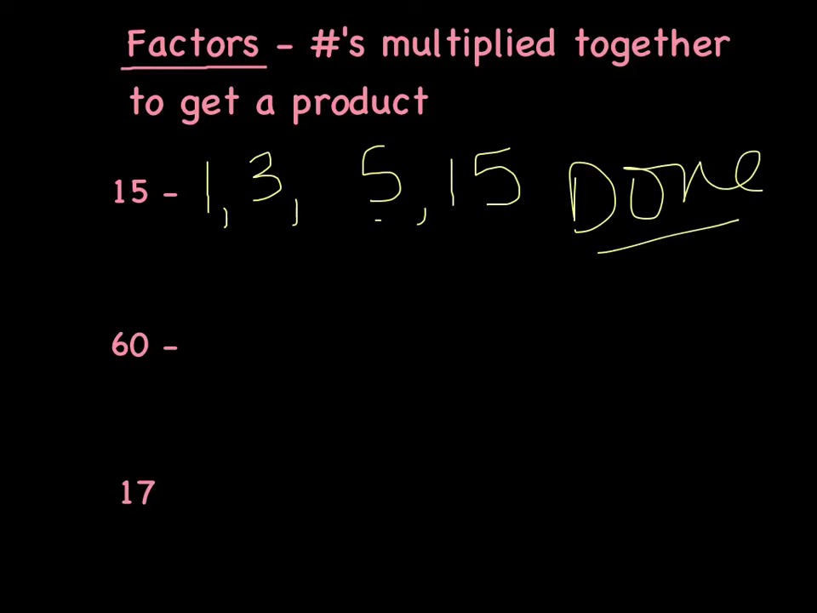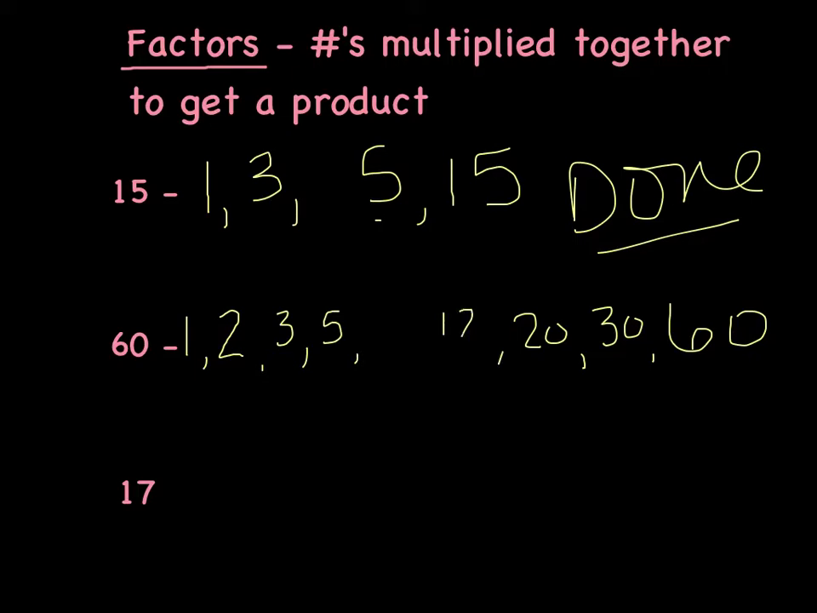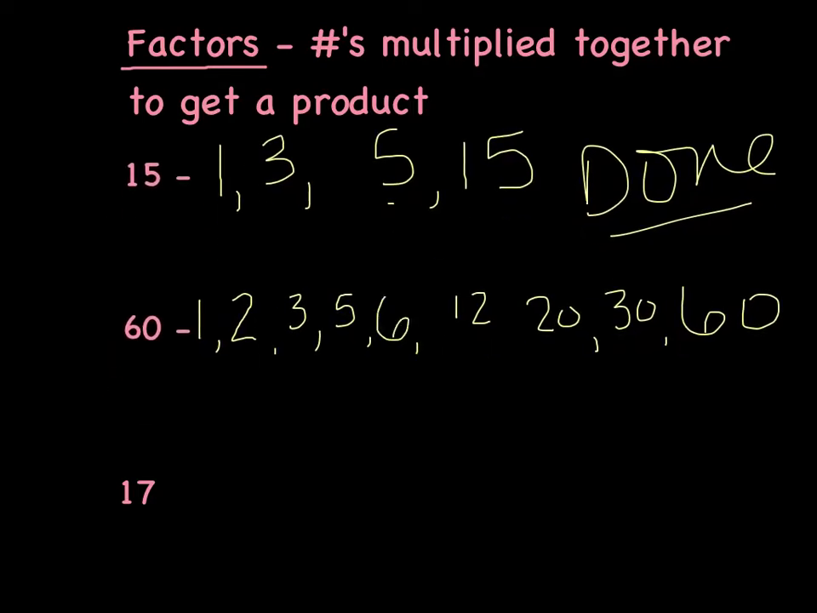Okay, 60, that's a big one. Let's start with the number 1, 1 and 60. 2 is a factor because it's an even number, 2 and 30. 3 is a factor, 3 and 20. Is 4 a factor of 60? I don't think so. Nope, 4 is not a factor of 60, but 5 is. 5 times 12. The next factor is 6. 6 and 10. 7 is not a factor, 8 is not a factor of 60, and 9 is not a factor of 60, which gets us to 10, which means we are done.